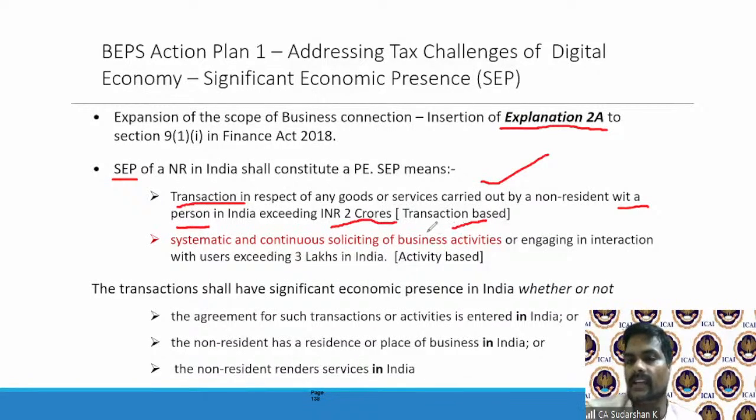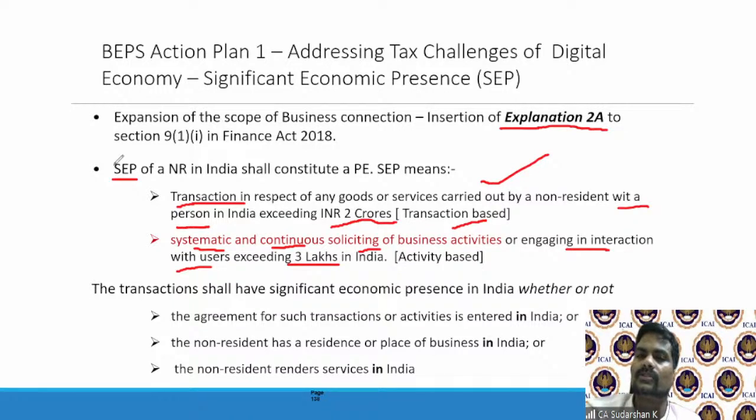So this is one aspect of the virtual PE, or what India calls significant economic presence: transaction based. Alternatively, I may not have any transaction, but I systematically and continuously solicit business. This is basically for digital companies, like Facebook, Twitter, Snapchat, Instagram, continuously soliciting business activities or engaging in interaction with users in India, more than 3 lakhs. 3 lakhs is nothing. One small residential township in Bombay will have 3 lakhs of users.